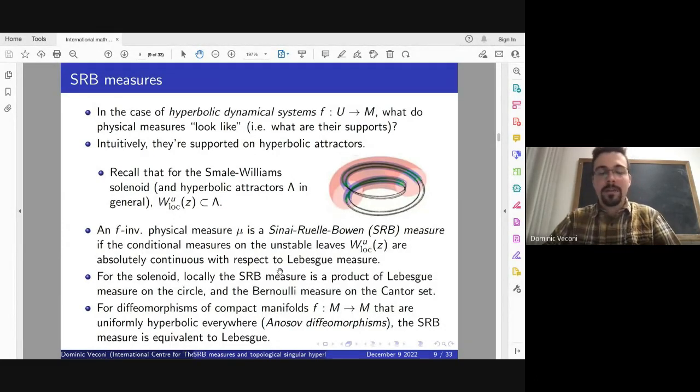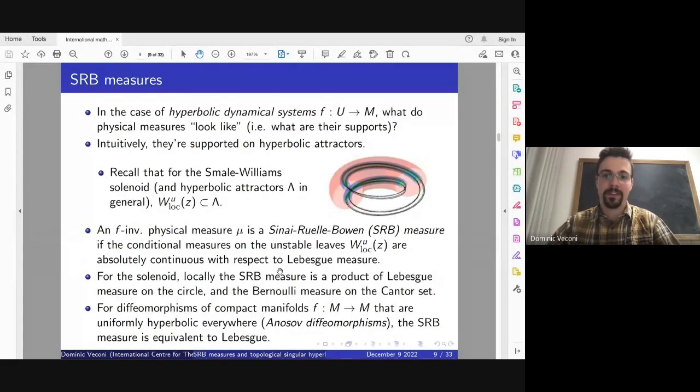So what are those? Well, when we're looking at hyperbolic dynamics, what do physical measures actually look like? Which is to say, what are their supports? Well, if we want statistical behavior to line up with topological behavior, then we would expect those supports to be hyperbolic attractors. Now, I just want to remind everyone, when we saw the Smale-Williams solenoid before, and actually this is true for hyperbolic attractors in general, the local unstable leaves, the local unstable manifolds, are contained in the attractor. And that's very important if we want to think about probability measures that are physical and are supported on topological attractors. This motivates how we define what are called SRB measures.